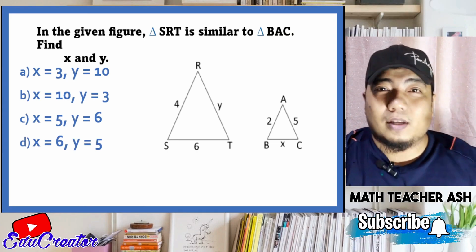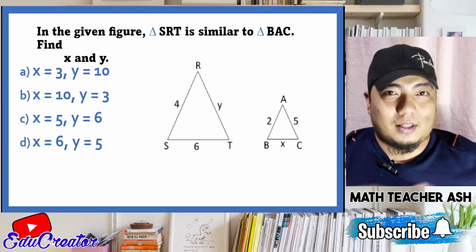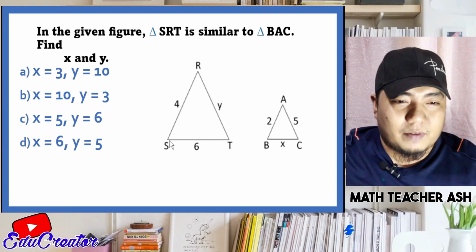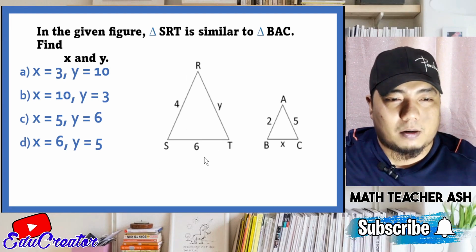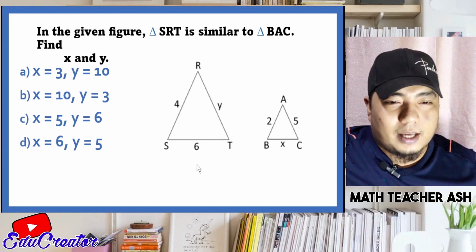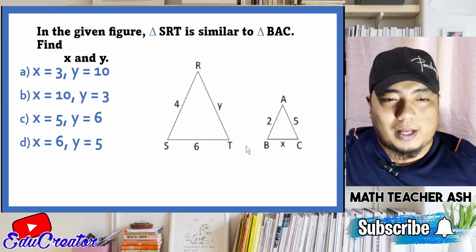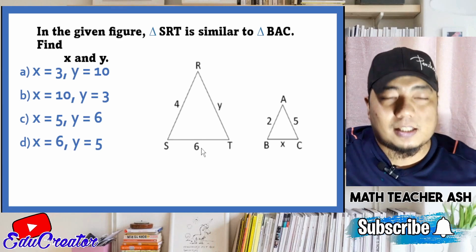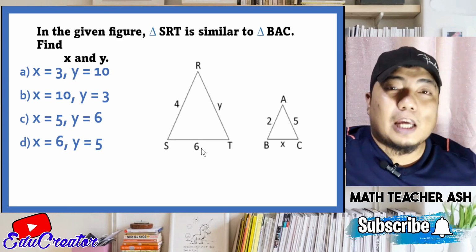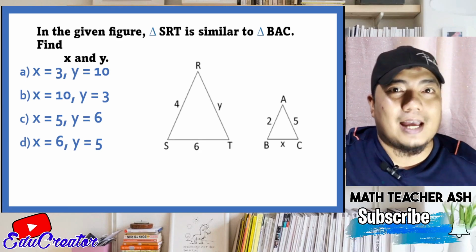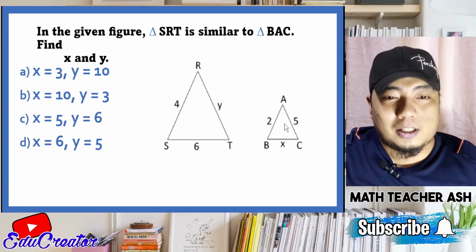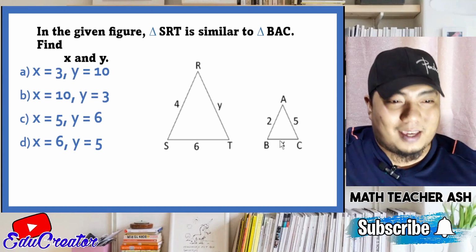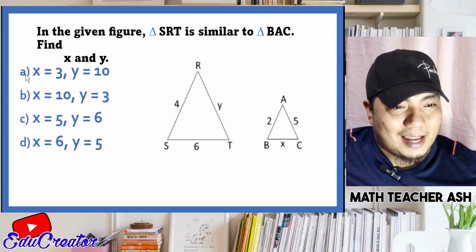You just need to consider first the pair with the complete given. So as we can see here, we have this side and this side. This is a complete pair. Okay, so 4 and 6. And we can compare this one, 2 and x, because those are the corresponding sides, right? So if you get the scale factor of 4 and 6, or 4 over 6, the answer is 2/3. So it is already given that this is 2. So therefore, our x here is 3. So therefore, the correct answer is letter A.